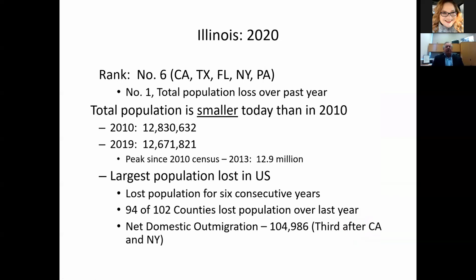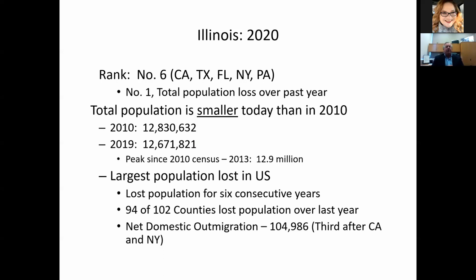So what does Illinois look like in 2020? We are now number 6 behind California, Texas, Florida, New York, and Pennsylvania. We have this distinction of being the number 1 state with respect to total population loss over the past year. In fact, the total population in Illinois today, or as of July 1st, 2019, is smaller than it was on July 1, 2010. We had about 12.8 million people in 2010. We now are estimated to have 12.67 million. The peak Illinois population during the past decade is 12.9 million, and that was in 2013.